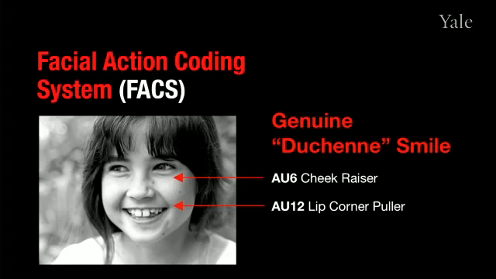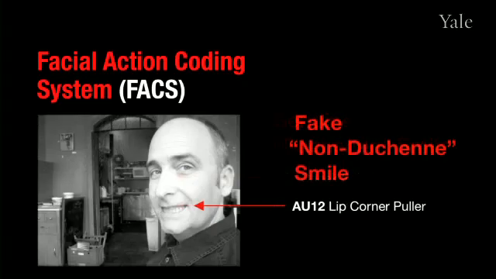And you also see what's called an AU12, which is really taking the corners of the lips and pulling them upwards, what we often think of as a smile. So this is a genuine smile. How do we contrast this then with a fake or non-Duchenne smile? So what do you notice here? What is different from the picture you just saw?